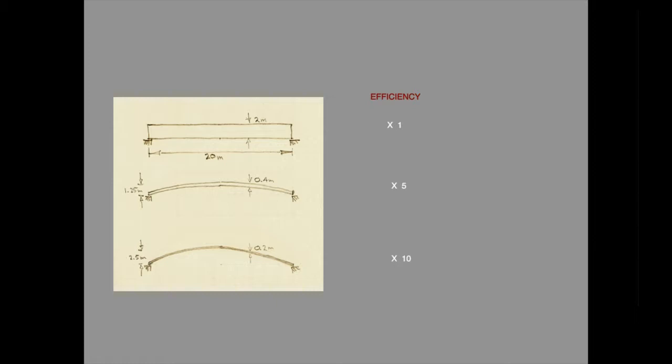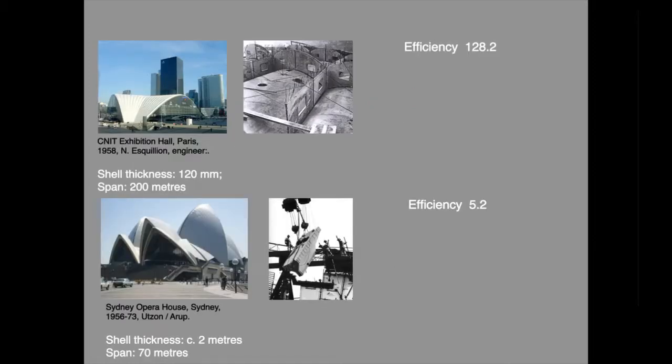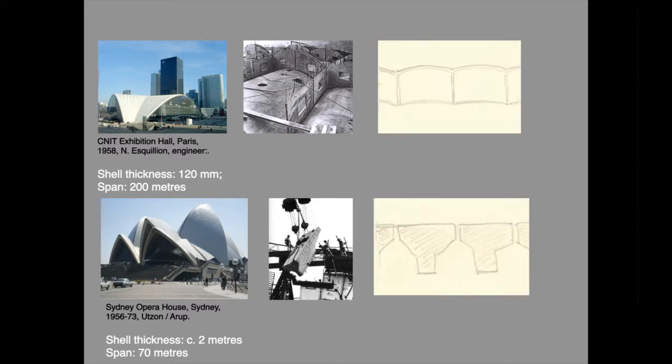The effect of cross-section is also demonstrated by a comparison between the CNIT shell and the Sydney Opera House. The CNIT shell is a hollow box made by two very thin skins of concrete separated by equally thin diaphragms. The cross-section of the Sydney Opera House is a fairly solid lump of concrete. Cross-sectional shape is another factor that affects efficiency.